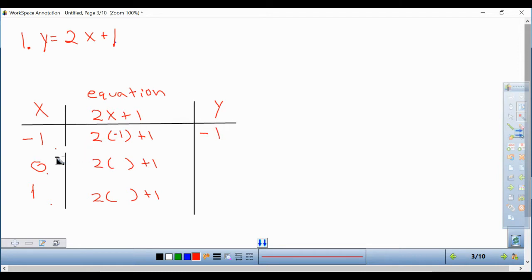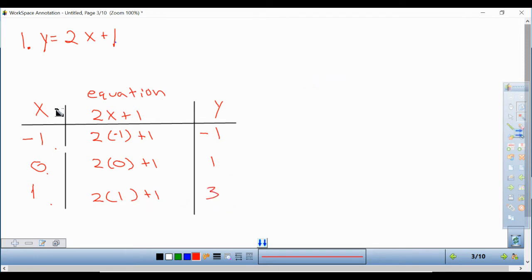I do the same concept with 0. So instead of x right here, I plug in the value I chose for x, which is 0. 2 times 0 is 0. Plus 1 gives me 1. So when x is 0, y is 1. The last one is a 1. Instead of x, I plug in the x value, which is 1. 2 times 1 is 2, plus 1 is 3.